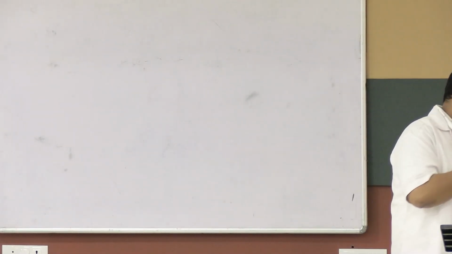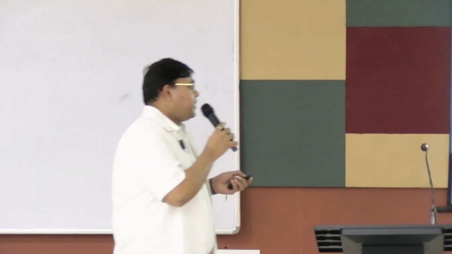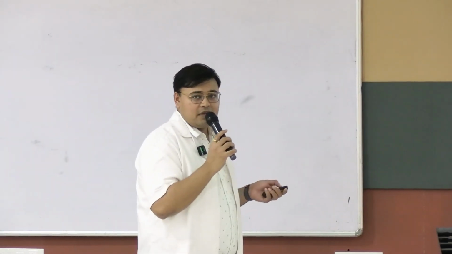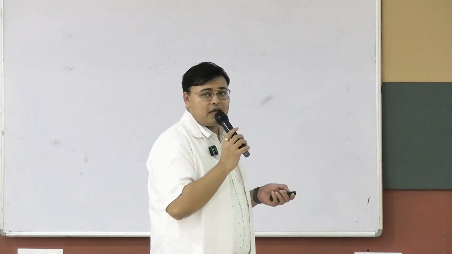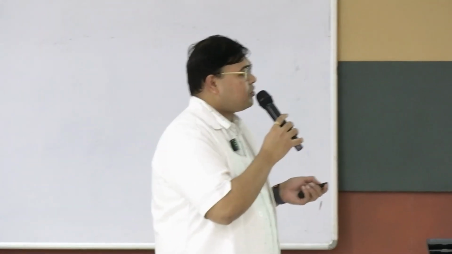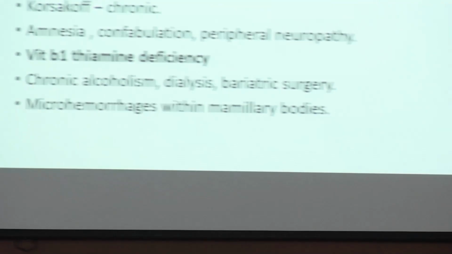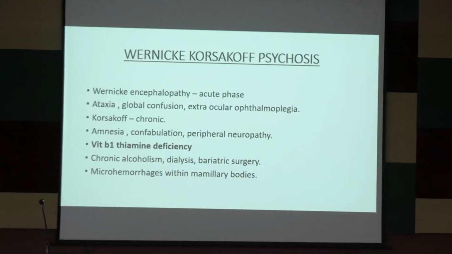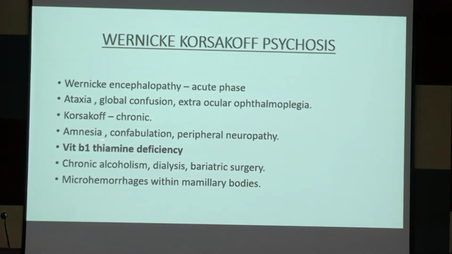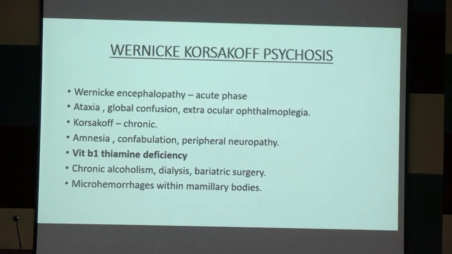Next, Wernicke-Korsakoff psychosis. Wernicke encephalopathy is the acute phase. It is commonly seen in chronic alcoholism, due to vitamin B1, I mean thiamine deficiency. In the acute phase, there is ataxia, confusion and ophthalmoplegia. If the acute phase is not treated, it can lead to the chronic phase, known as Korsakoff psychosis, characterized by amnesia, confabulation and peripheral neuropathy.